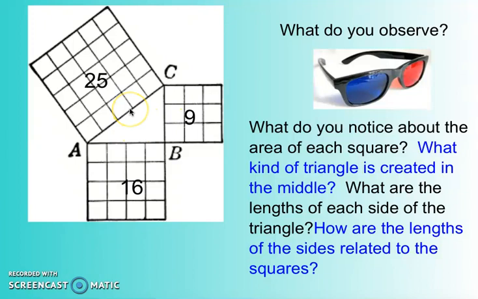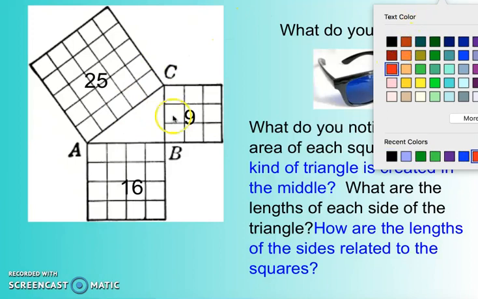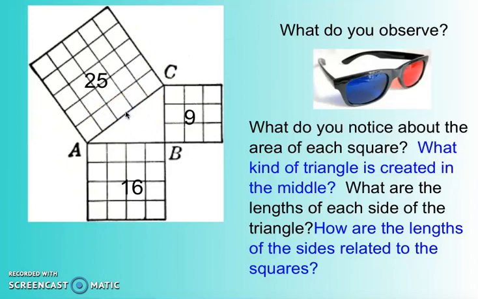Now, looking at the triangle in here, what are the side lengths? Well, the side length here is 5. And let's move that over there. So the side length of this one is 5. The side length of this one is 3. And the side length of this one is 4.